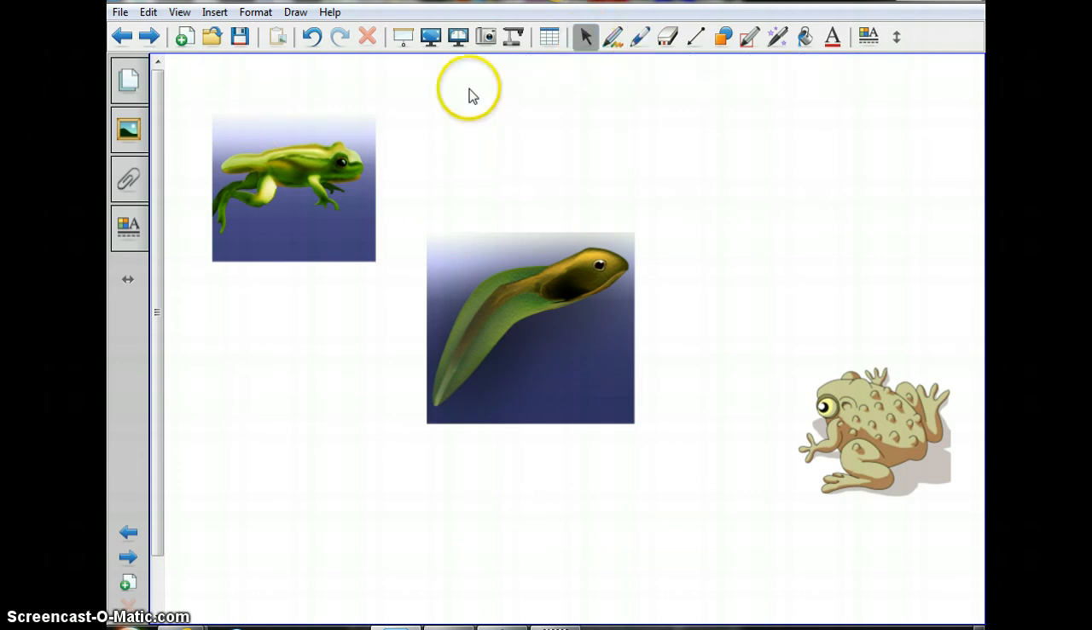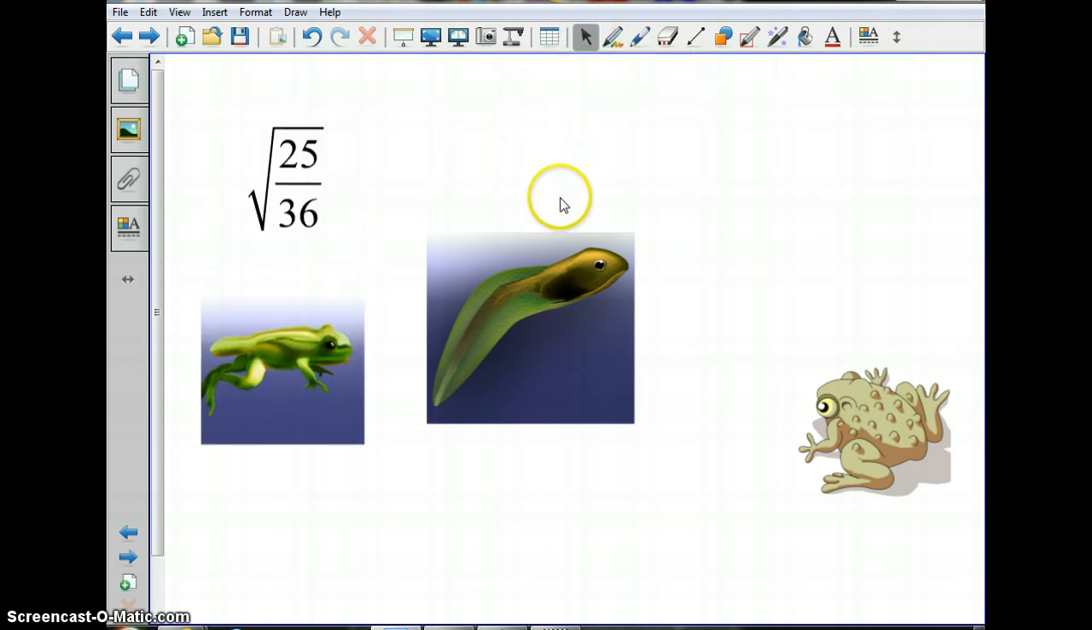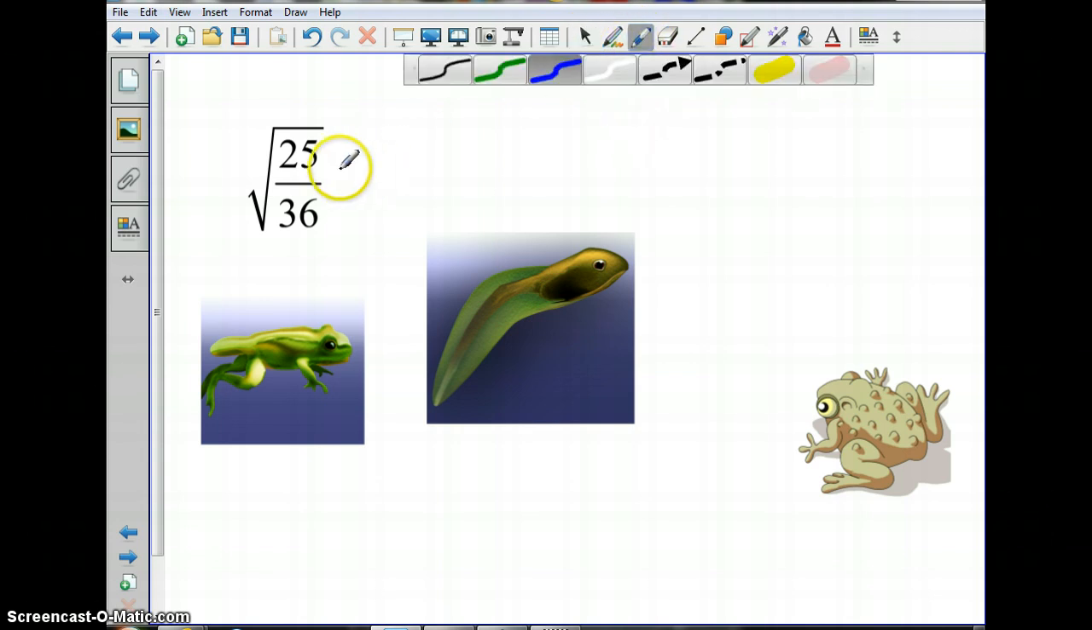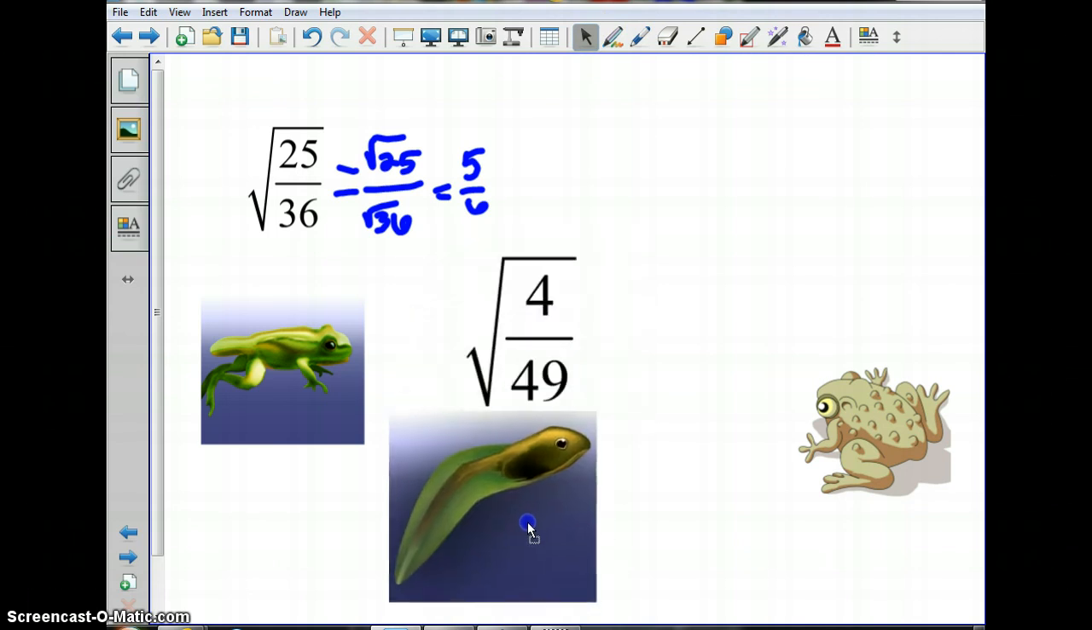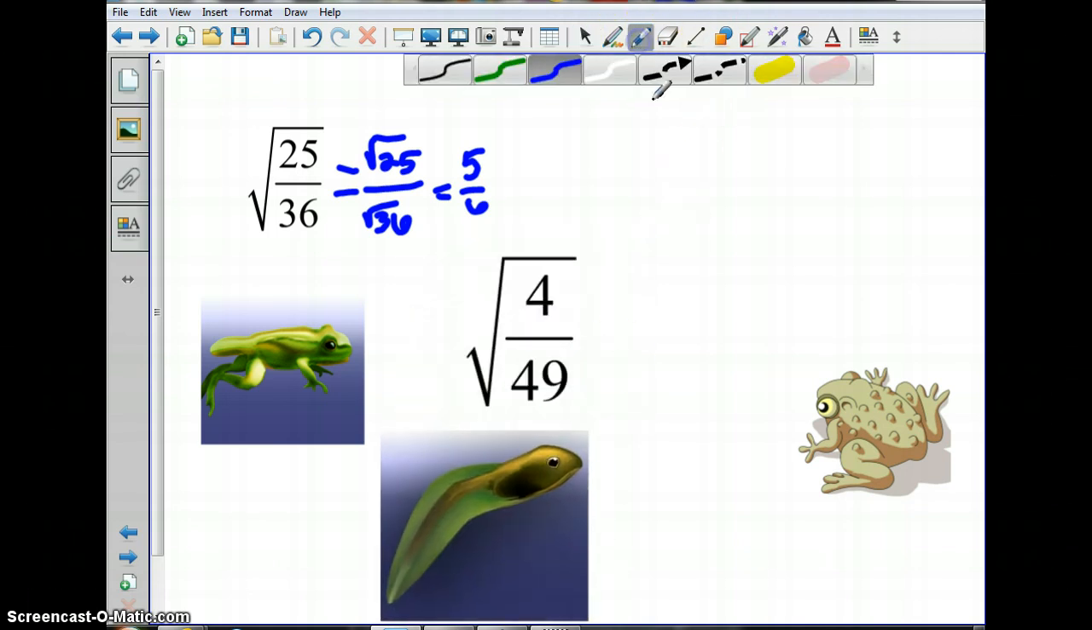Okay, a few more. The square root of 25 over the square root of 36. By rules, you can go ahead and take the square root of 25 over the square root of 36, and we get 5 over 6. You can do that. That's legal. What about the square root of 4 over 49? Well, the square root of 4 we know is 2, and the square root of 49 we know is 7.